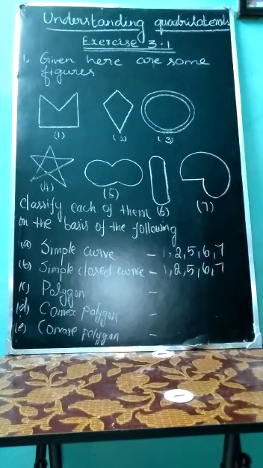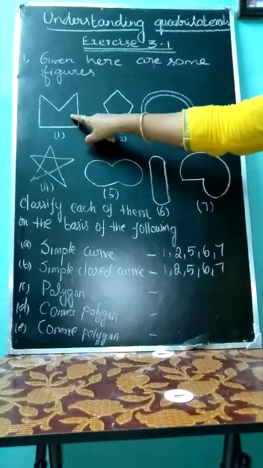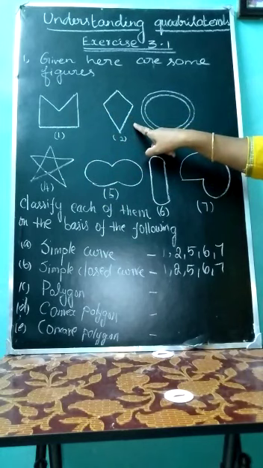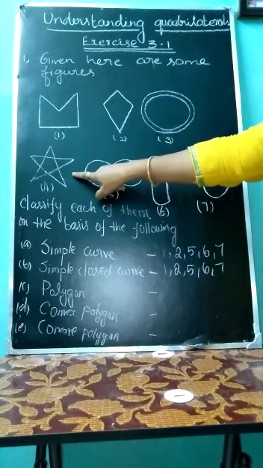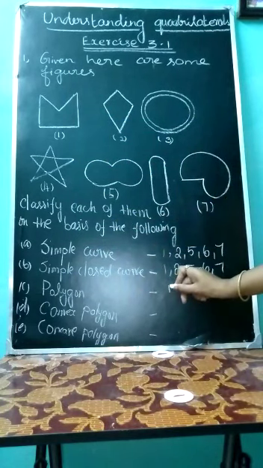Next one, polygon. Actually, what is a polygon? A polygon is made up of line segments only. Here, what are the figures of polygon? Actually the first one, second one and the fourth one. The first is made up of line segments, the second figure also, and the fourth figure also. So here the polygons are the first one, second one and the fourth one.